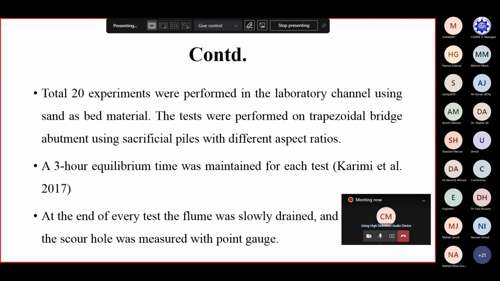A total of 20 experiments were performed in the laboratory channel using sand as bed material. The tests were performed on a trapezoidal bridge abutment using sacrificial piles with different aspect ratios. A 3-hour equilibrium time was maintained for each test. At the end of every test, the flume was slowly drained and the scour hole was measured with a point gauge.